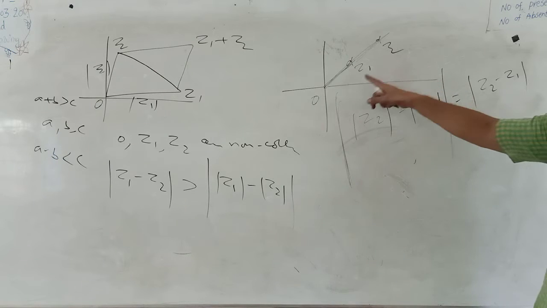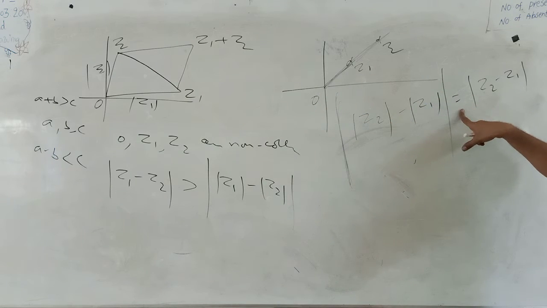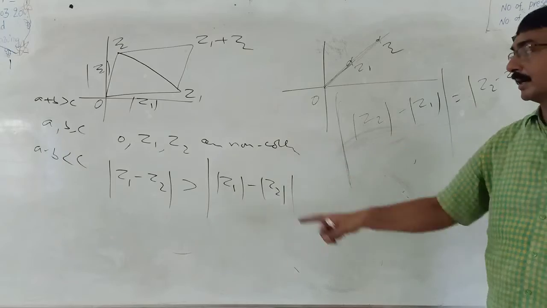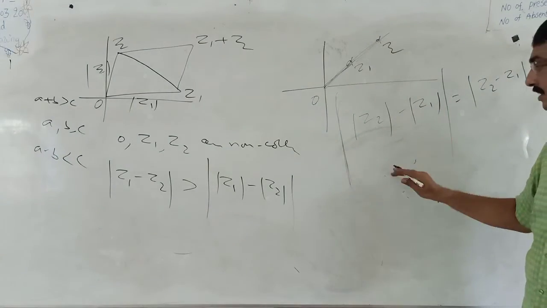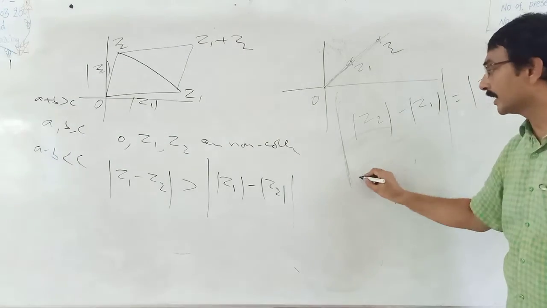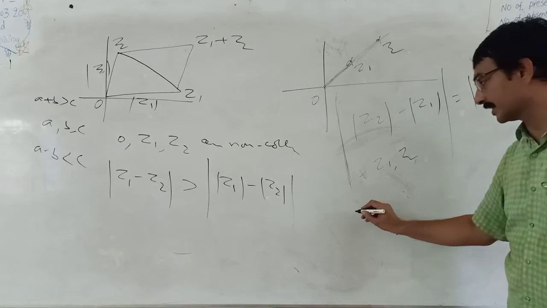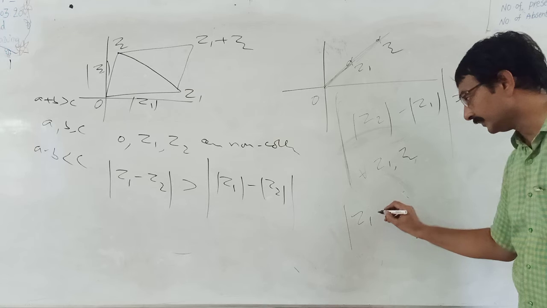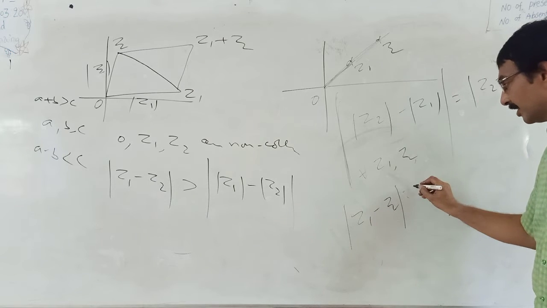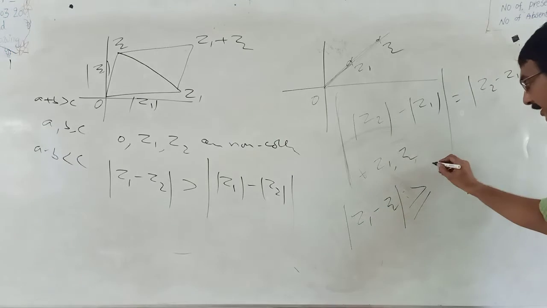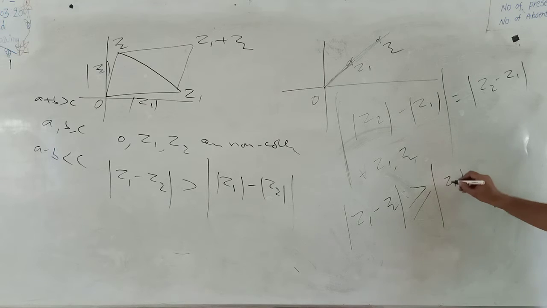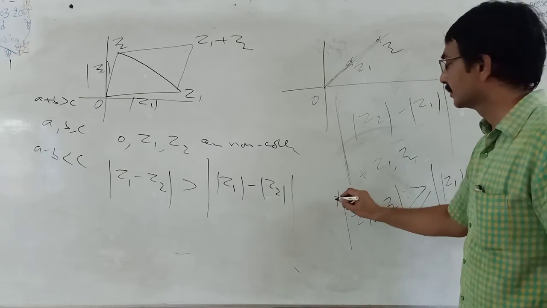So Z1, Z2 are collinear, there is an equal symbol; non-collinear, strictly greater than. So by mixing these two, another important one: for any two complex numbers Z1, Z2, modulus of Z1 minus Z2 is greater than or equal to modulus of mod Z1 minus mod Z2. Right. So learn this one by heart, very, very important.